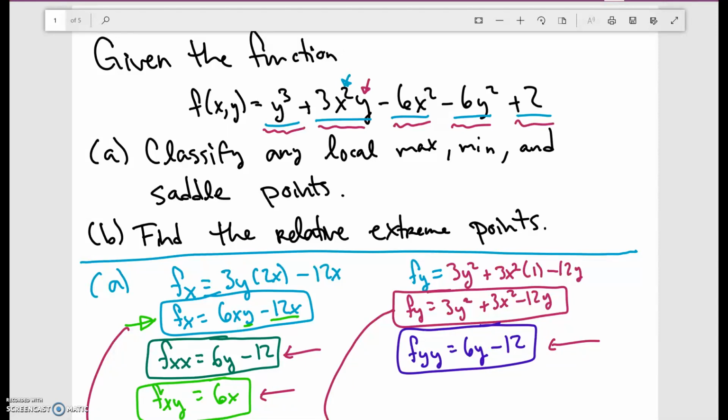So in the previous video, we were able to classify all the local max, local min, and saddle points. Now what we're going to do is find the relative extremes. The relative extremes are mainly going to be my minimum and maximum value. So we don't really care about our saddle points.